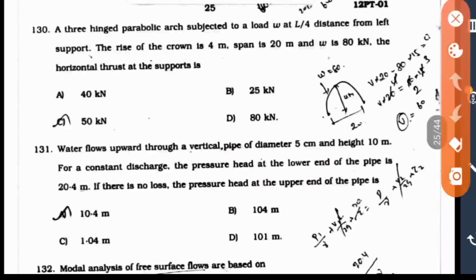Question 130. A 3-hinged parabolic arch subjected to a load W at the L by 4 distance from left support. The rise of the crown is 4 meter, span is 20 meter and the W load is 80 kilonewton. The horizontal thrust at the support is what?